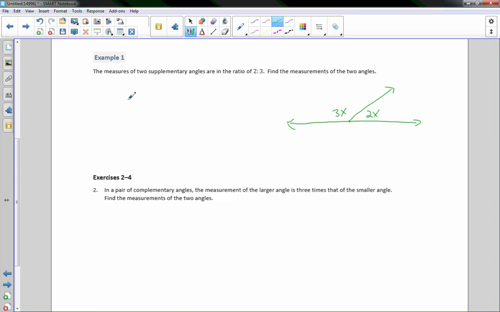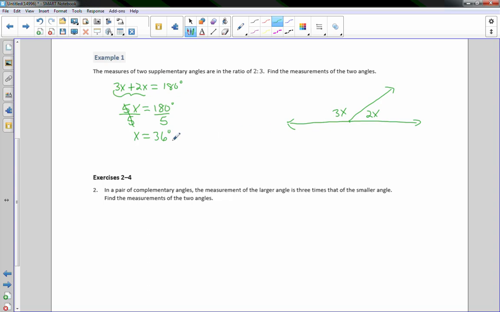So since they're supplementary, then we say 3x plus 2x equals 180 degrees. Combine like terms, 5x equals 180 degrees. And that means multiplication, and the inverse of multiplication is division. 5 divided by 5 is 1. x equals, 5 goes into 18 3 times, with a remainder of 3. 5 goes into 30 6 times. So x equals 36 degrees. So it says find the measurements of the two angles.